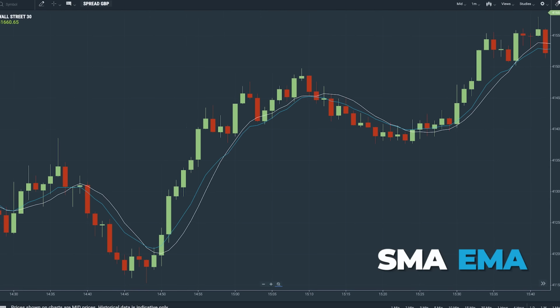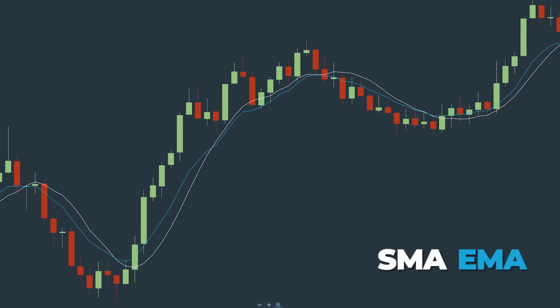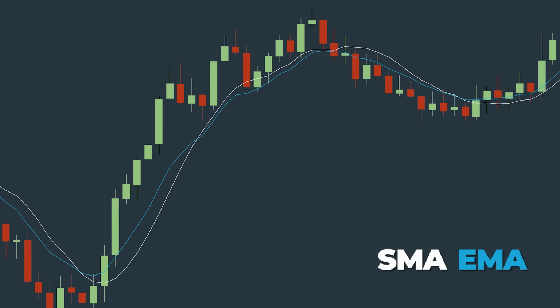To show you the difference between the two, this is the 9-day SMA in white and the 9-day EMA in blue. The white SMA is much smoother and looser, whereas the blue EMA is more jagged and tighter to the price action. So let's have a look at a few examples of how we can use these to help us time an entry.